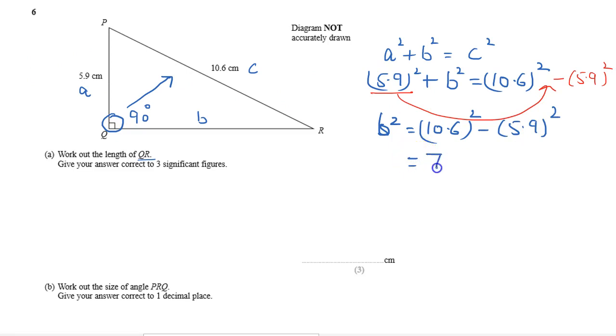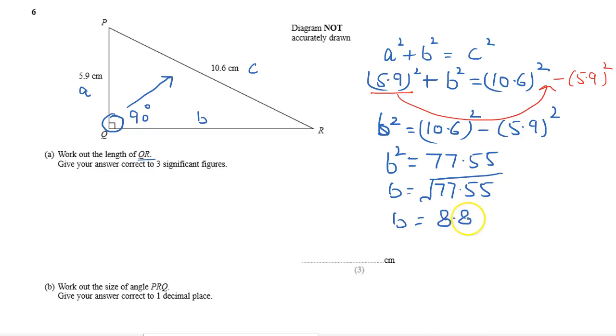So this you will get in the calculator, 77.55. That is B square. So B will be, we have to take root of both sides. So B will be root 77.55. So B is equal to 8.81. Always remember this value will always be less than this. If it is more than this, it means you have done some mistake somewhere. So the length of B will be 8.81.